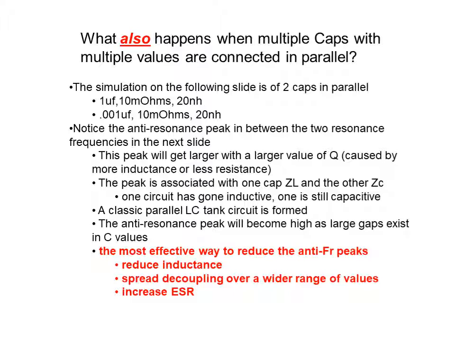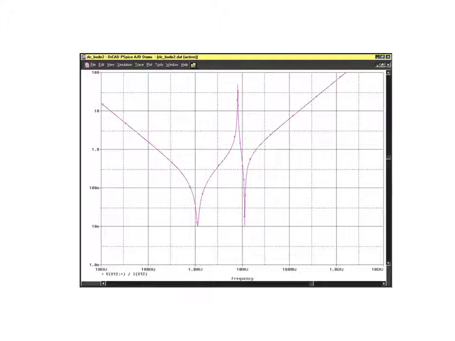This kind of circuit will typically form a classic parallel LC tank circuit, and the anti-resonance peak will become high as large gaps exist within the C values. With this kind of circuit, the most effective ways to reduce the anti-resonance peaks are reducing the inductance, spreading decoupling over a wide range of values, and increasing the ESR. As we described, this is the plot where you see what impacts reducing the anti-resonances.